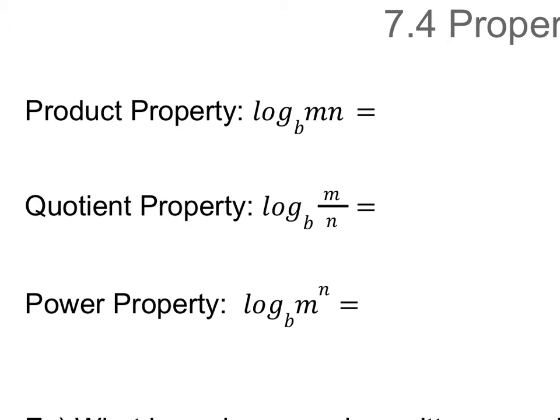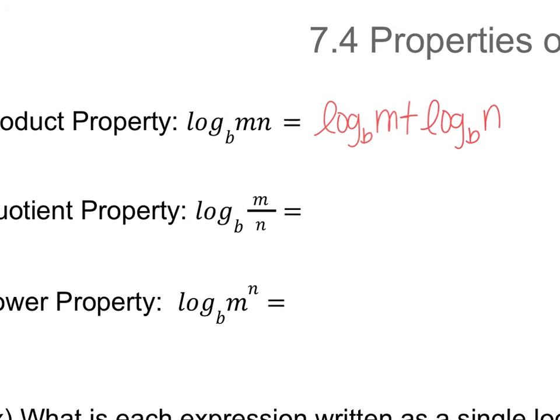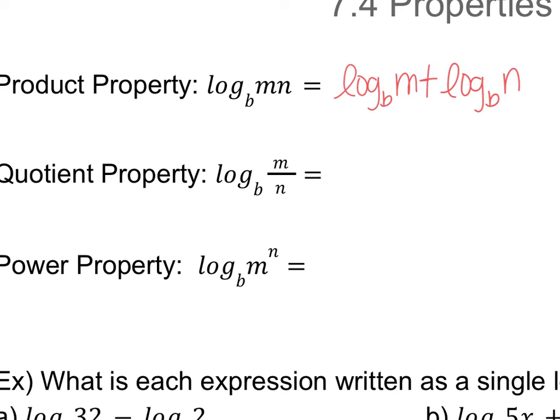So log base b of m times n. So whenever you have a log base b of something being multiplied, you could also write it as log base b of m plus log base b of n. Okay, so the next one is the quotient property, log base b of m over n. What do you think we're going to do with them? Well, we're going to split them apart, but this time, since it's division, we are going to use subtraction.